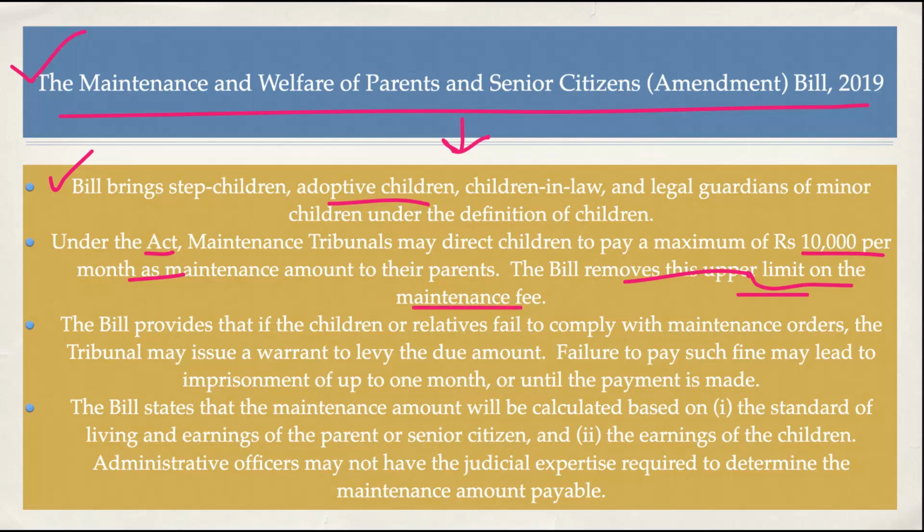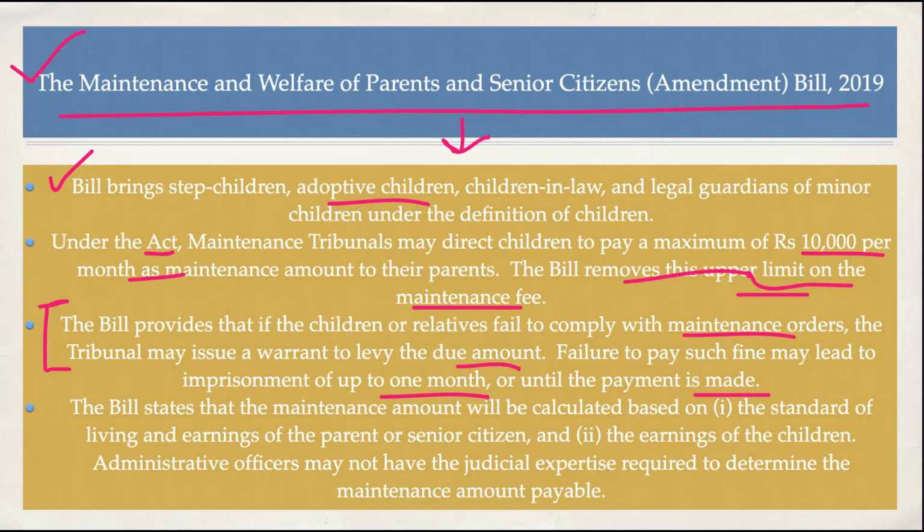Now, the bill also provides that if the children or relative fail to comply with maintenance orders, the tribunal may issue a warrant to levy the due amount. Failure to pay such fine may lead to imprisonment up to 1 month or until the payment is made. So this is also one of the core provisions of the bill, that if you don't pay the maintenance levied by the maintenance tribunal.